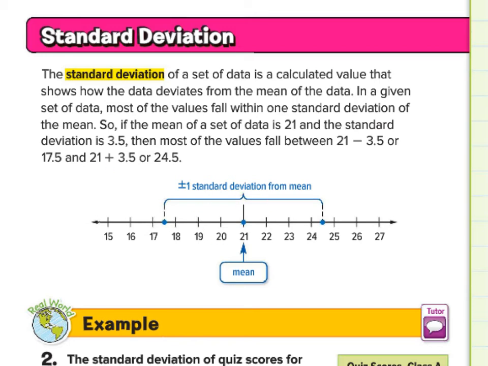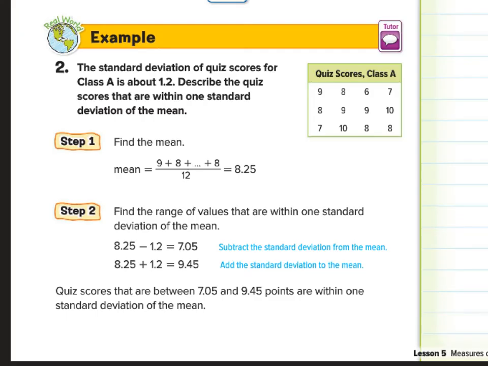And you can see it here in this illustration. If the mean is 21, it can go as high up as 24.5, which is going up by 3.5, or it can go down to 17.5, again going down by 3.5. So it can range from the mean by 3.5. Let's have a look at how this is different from mean absolute deviation. So we're going to look at standard deviation.